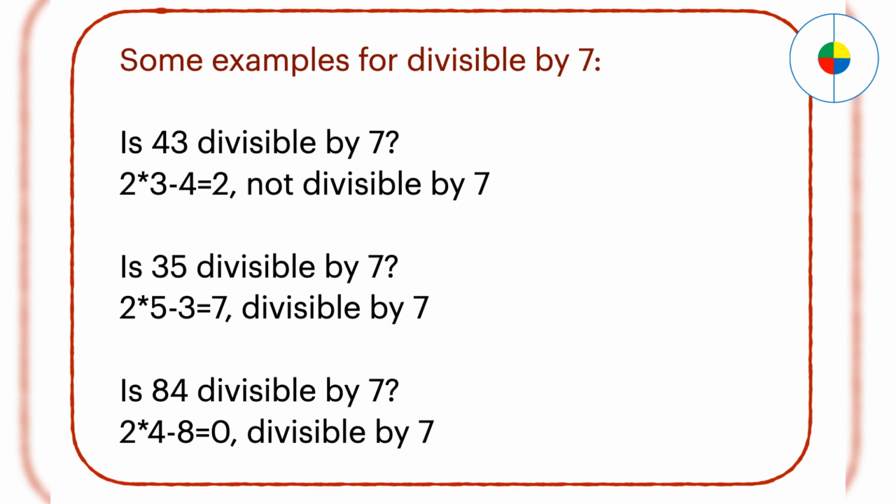Is 35 divisible by 7? The ones digit of 35 is 5. 5 times 2 is 10. The remaining part is 3. 10 minus 3 is 7. So it's divisible by 7.